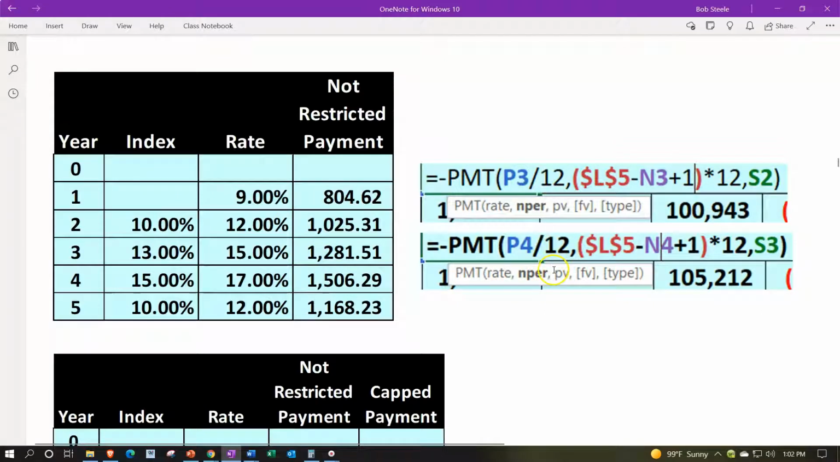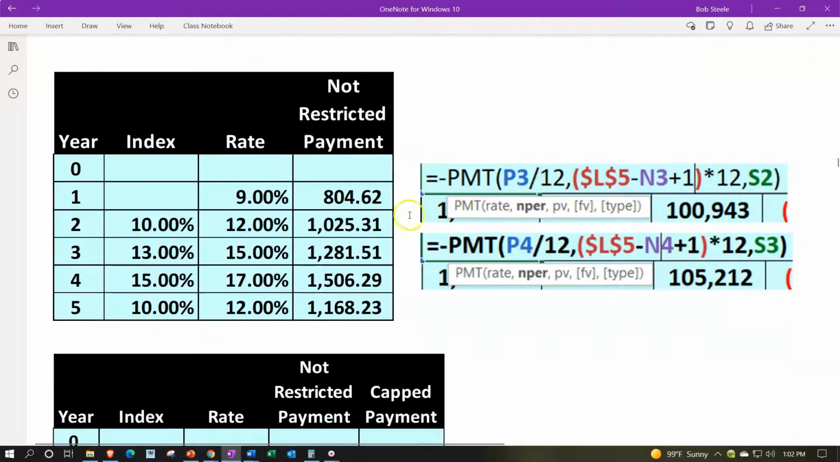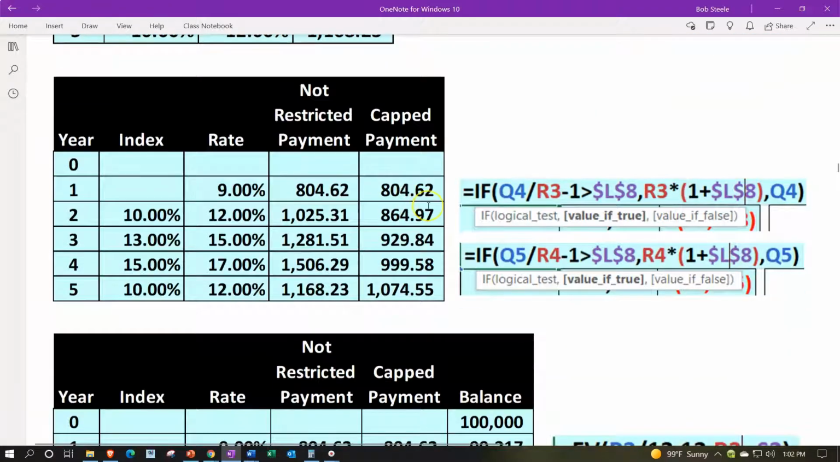comma, number of periods, L5, same cell, representing that 30, minus now N4, different cell, moving from 1 to 2, so minus 2 plus 1, 28 years, or 29 years in essence, times 12, to get to the months instead of years, comma, the prior balance, which would be now the 99,317, gets us the next calculation. So that's the calculation for the payments. Then we can think about the caps.